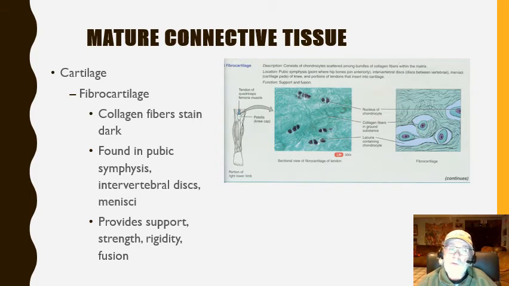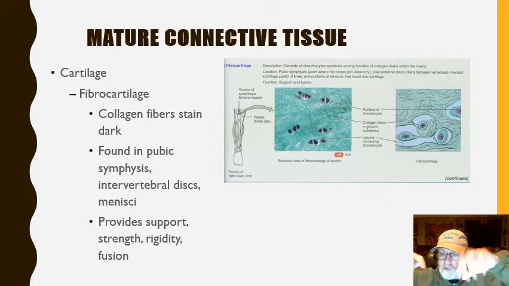fibrocartilage. Fibrocartilage is found in the pelvis, where the front of the pelvis comes together at what's called the pubic symphysis, as well as in the discs between our vertebrae. Collagen fibers stain a little bit darker in fibrocartilage, and we'll see that on some of the images here. Then there are the menisci, which are basically pieces of cartilage between joints.